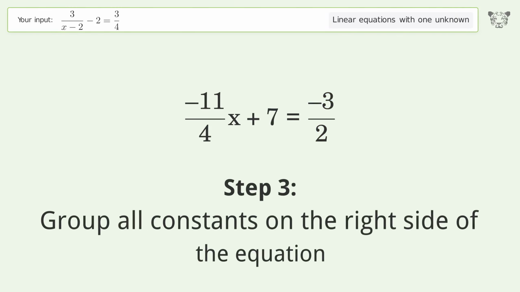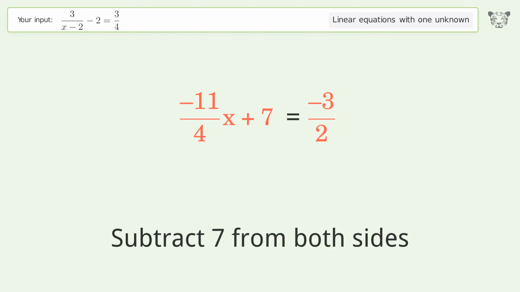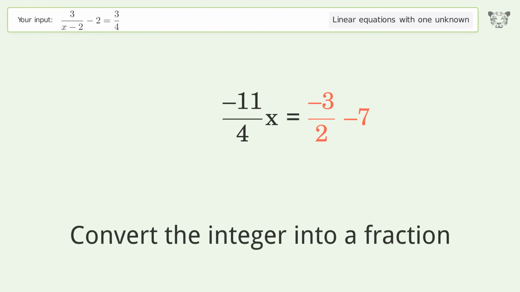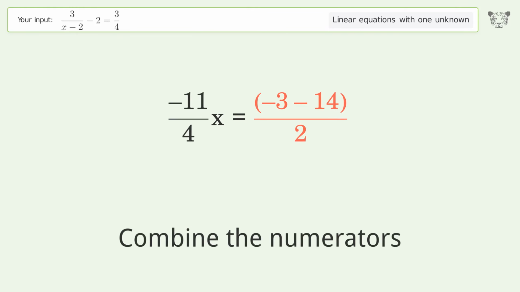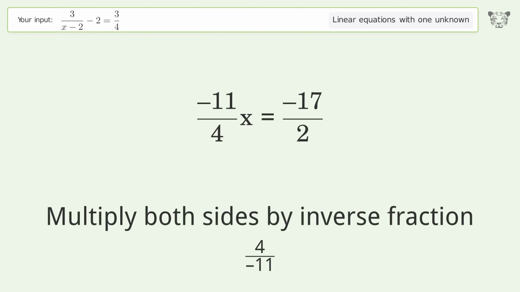Group all constants on the right side of the equation. Subtract 7 from both sides. Simplify the arithmetic. Convert the integer into a fraction. Combine the fractions. Combine the numerators. Isolate the k. Multiply both sides by inverse fraction 4/11.